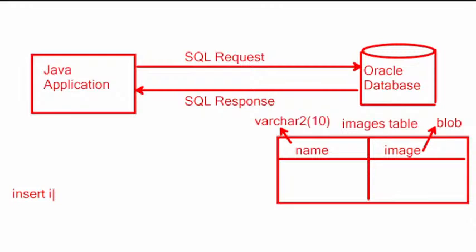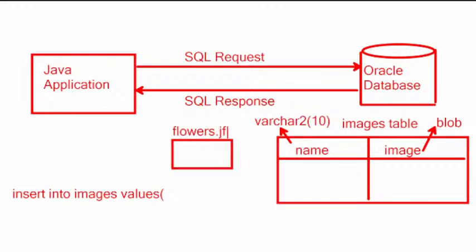Now this is the image. This file name is flowers.jfif extension. Now this is an image. This image I want to store in a database. Now what we have tried? Now insert into images values. Now what we have tried?